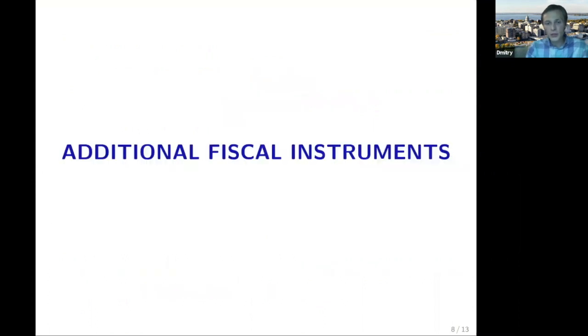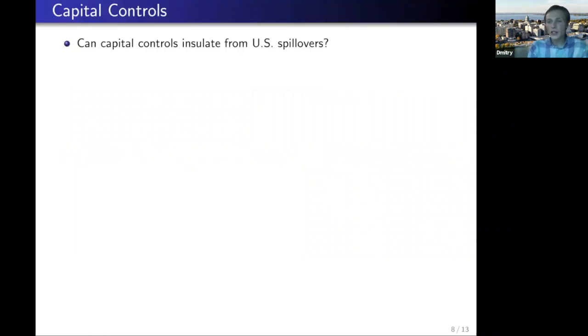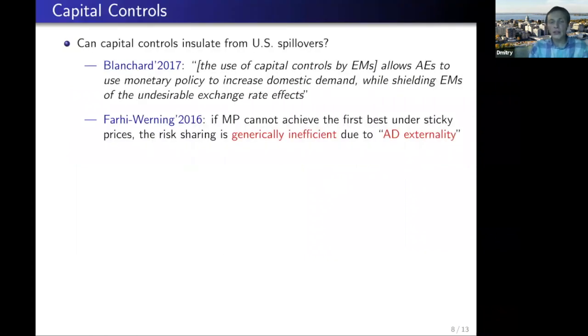Okay, so now let me switch to macroprudential tools and fiscal tools, right? This is all I want to say about monetary policy. Now, can we do better with additional tools? Can capital controls help emerging economies insulate themselves from negative international spillovers? That's the idea that policymakers and academic researchers often talk about.